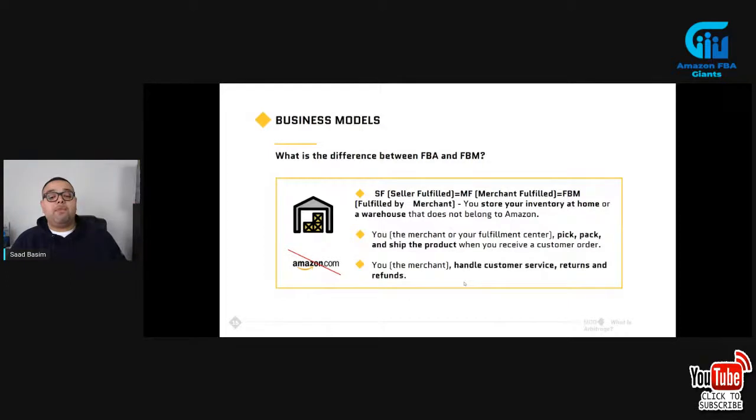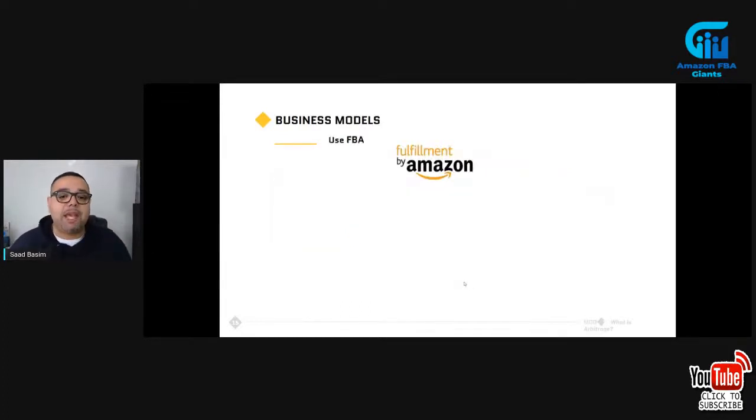Now, if you do FBM, the merchant or your fulfillment center picks, packs, and ships the product when you receive a customer order. So now if I put this in an FBM listing, I will need to be responsible to put it in a box, put the label on it and everything, and ship it to a customer. And also, if something happens to the product and the customer's not happy, I will need to handle the customer service, returns, and refunds. So I'm going to be responsible when I do FBM.